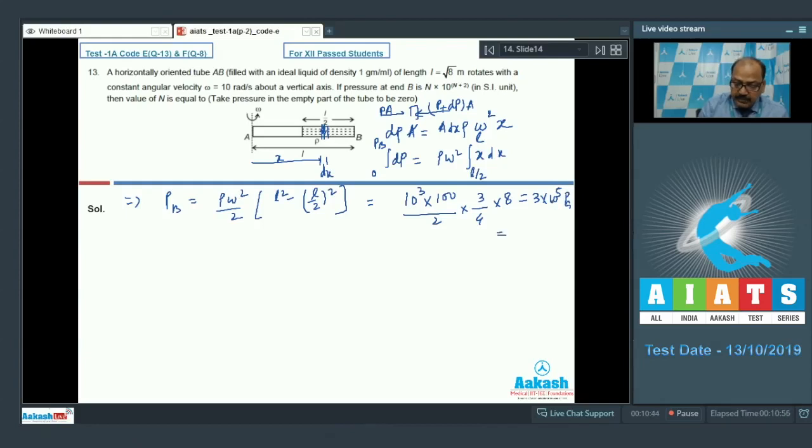If we compare this with the expression given in the question, we put this pressure equal to N into 10 to the power N plus 2. It's very clear that the value of N is 3. So our answer to this question is 03. Let's now move on to the next question.